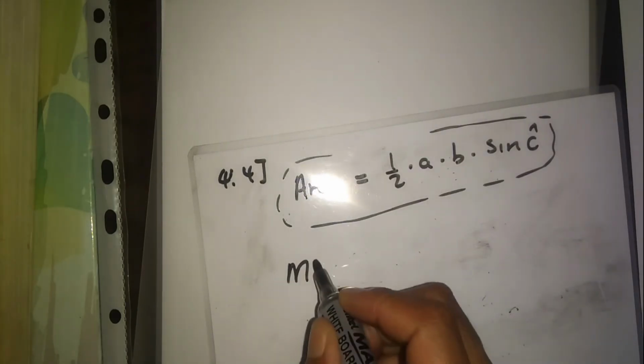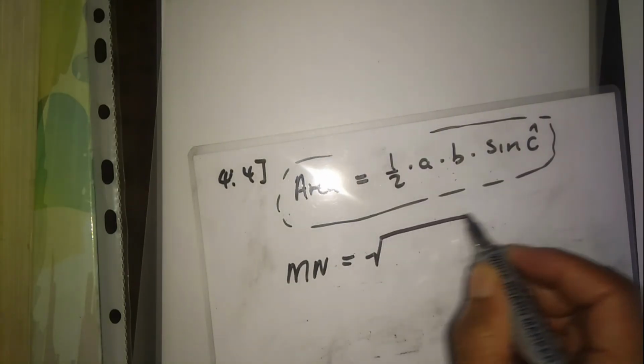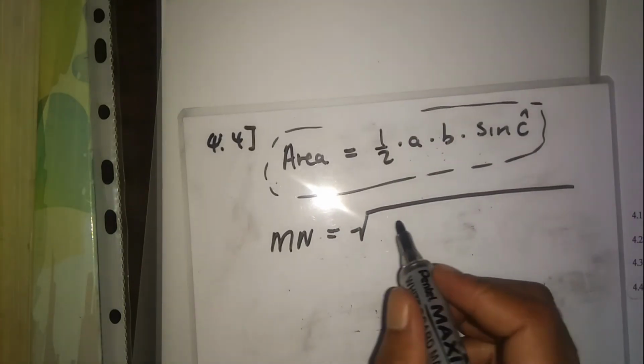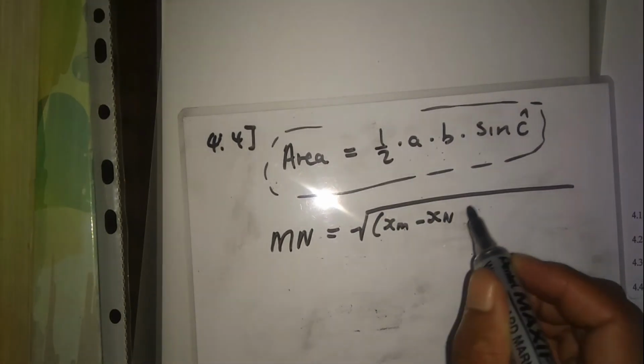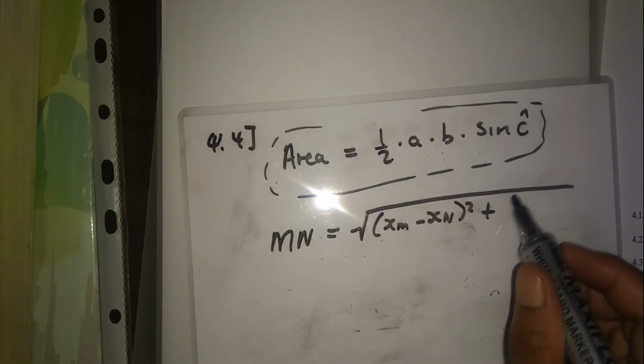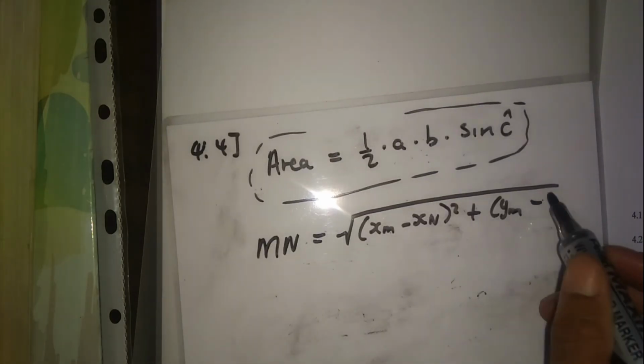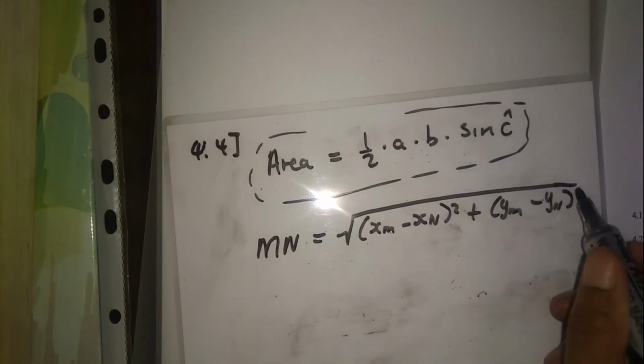So we want the area for this triangle, and we already have this length, this angle, and now we need to calculate this length, MN. Length MN is equal to the square root of (xM minus xN) squared plus (yM minus yN) squared.